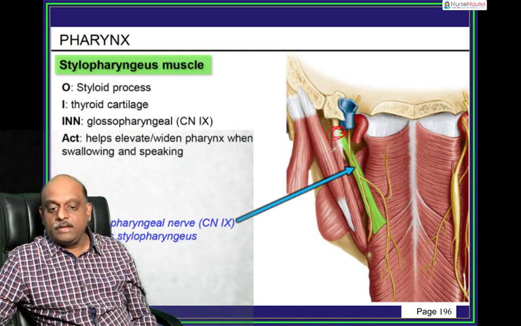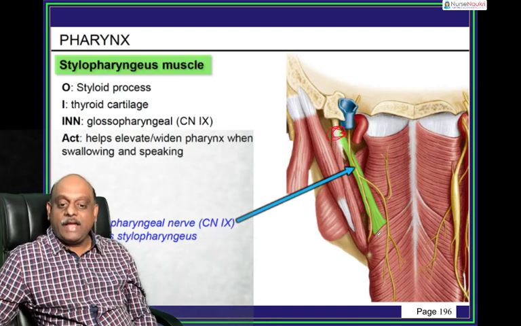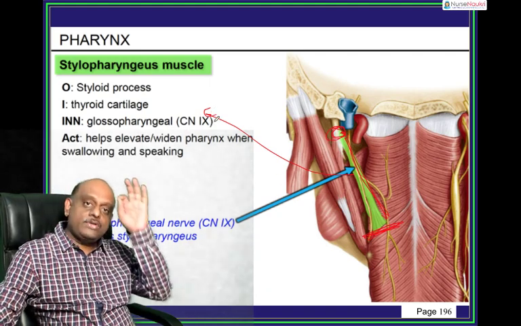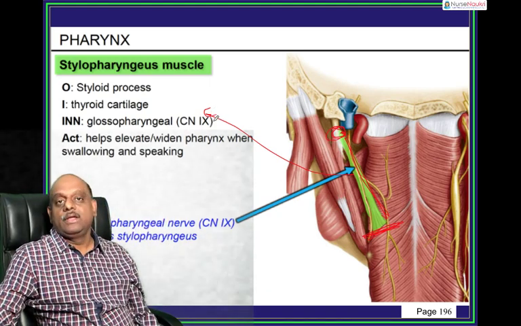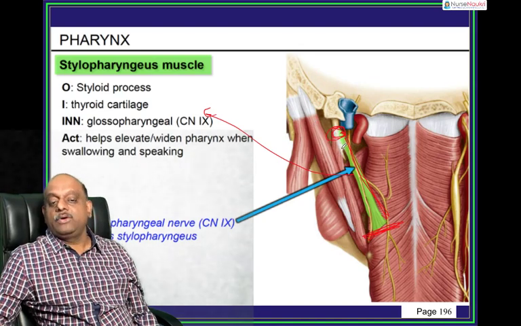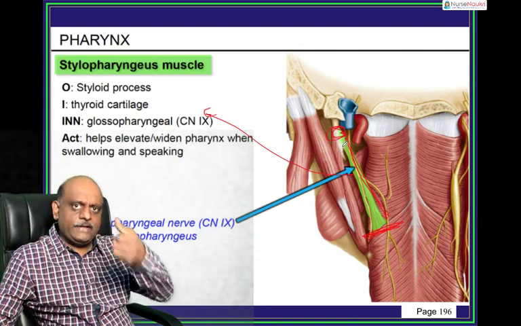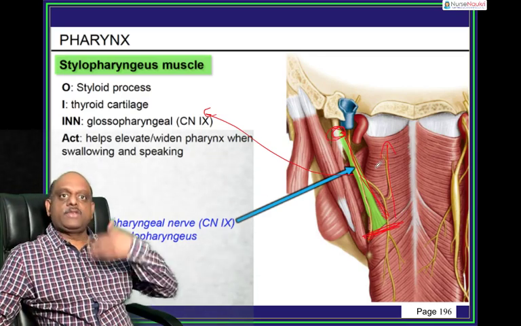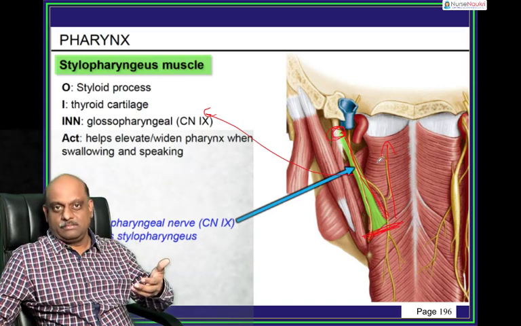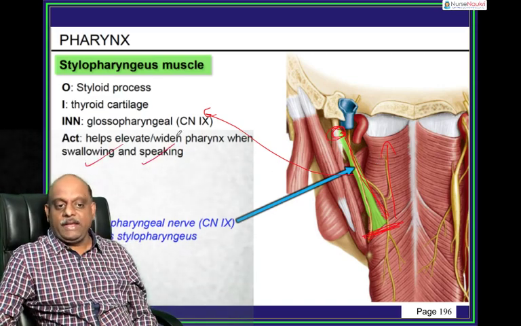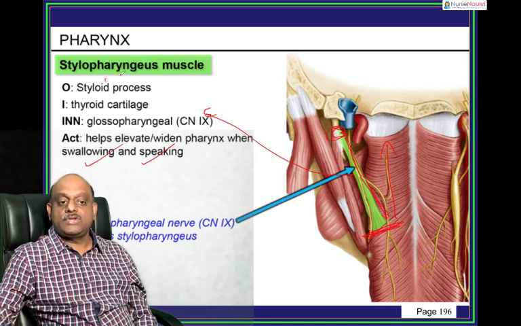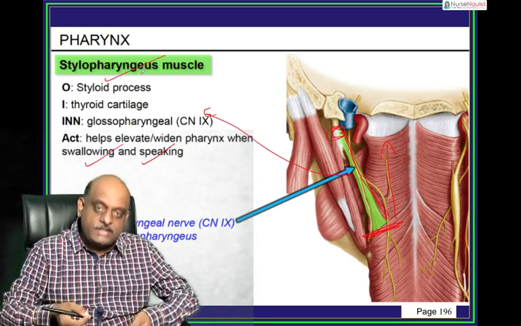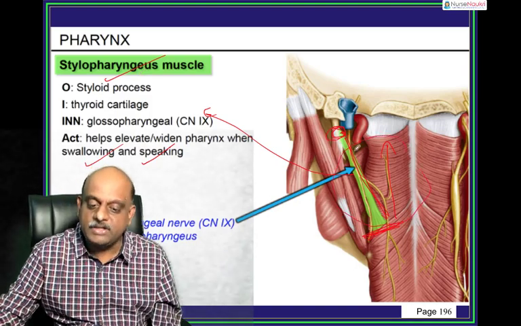from the styloid to the thyroid cartilage, this stylopharyngeus will be extending, and it is the one which is supplied by the glossopharyngeal nerve, is what you have to remember. So, what is its function, doctor? As stylopharyngeus contracts, your pharynx gets elevated when you are speaking, when you are swallowing, right? Swallowing and speaking, then stylopharyngeus is the muscle which is elevating your pharynx, is what you need to remember.